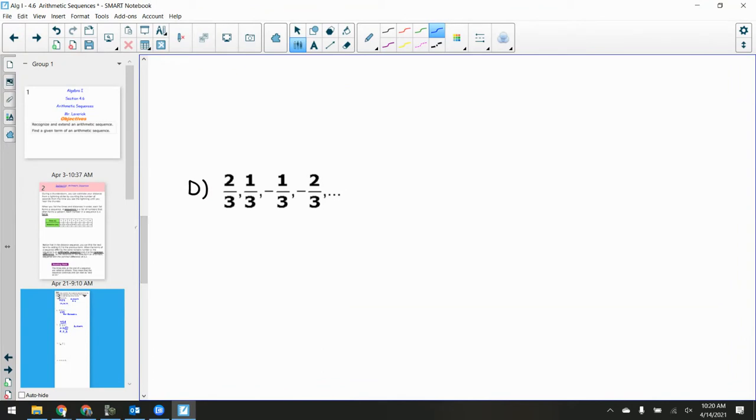Okay, how much am I going down here? Going from 2/3 to 1/3, I'm going down 1/3. Did that pattern continue? No, I jumped down 2/3, right? So this is not arithmetic. There's not a constant change.